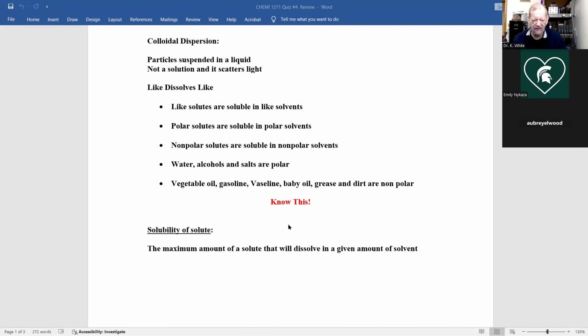Now, what does this mean? If I have compound X and it's soluble in water, but not soluble in vegetable oil, what polarity is it? We've got 2 choices, polar or nonpolar. And let's write that down.